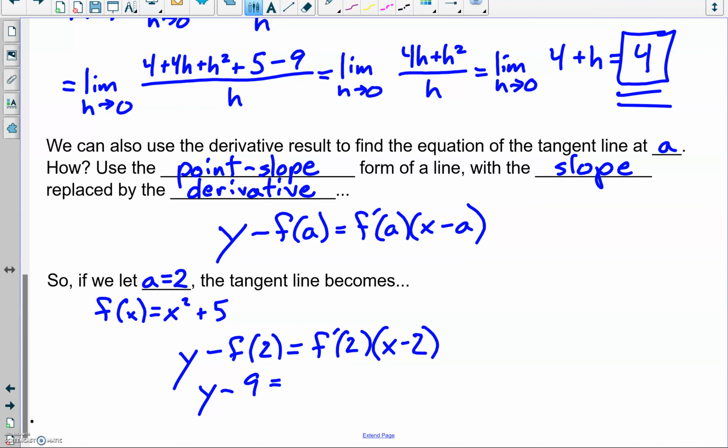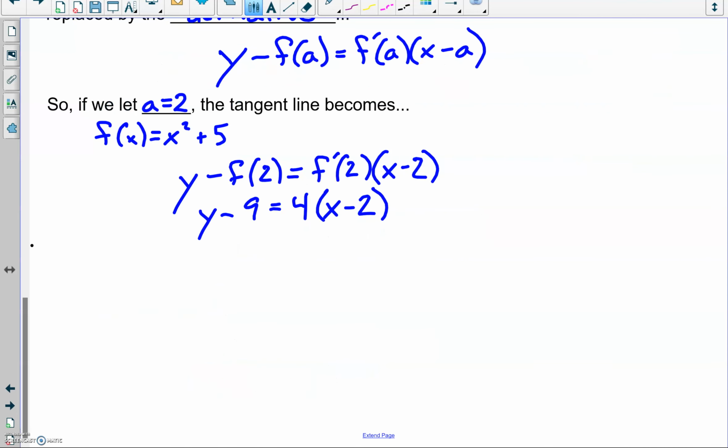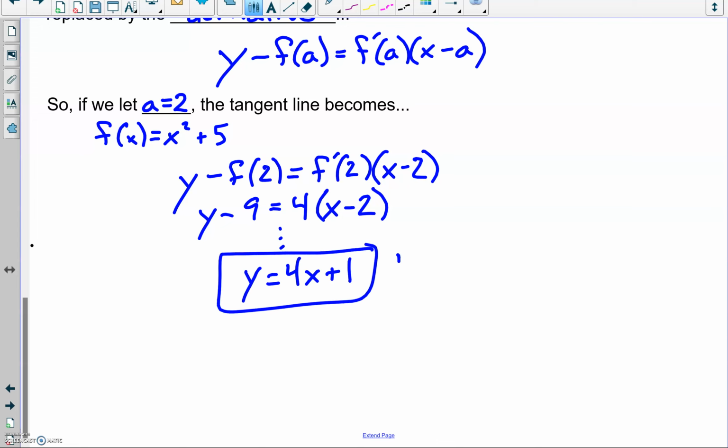F prime of 2, the slope of the tangent line, is going to be 4 from the work we did in that f prime of 2 using the limit up above. You have x minus 2. And then if you do a little manipulation here, you would get that y equals 4x plus 1. And this is the tangent line to the curve at x equals 2.